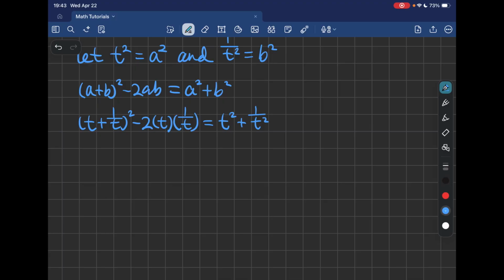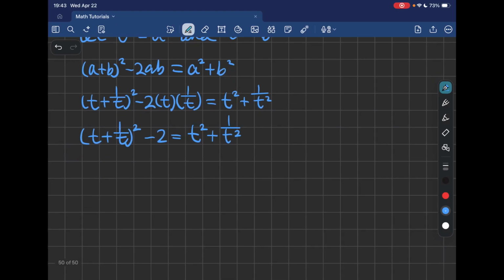It's just a very long and not straightforward method of trying to break that rational expression into 2 integrals. So now we have just 2 here. If we simplify it, that just equals t² + 1/t². That's really important.